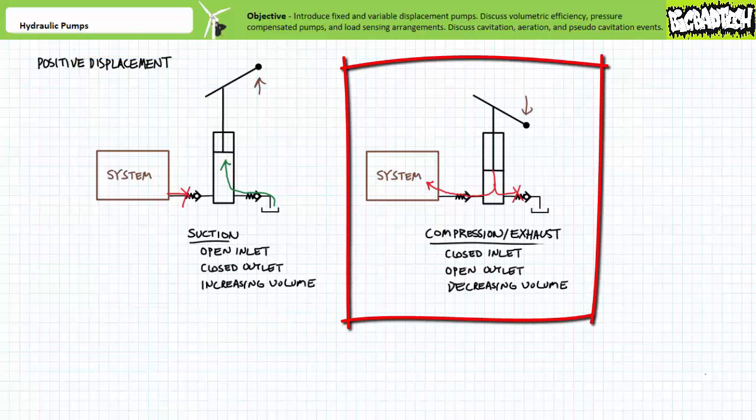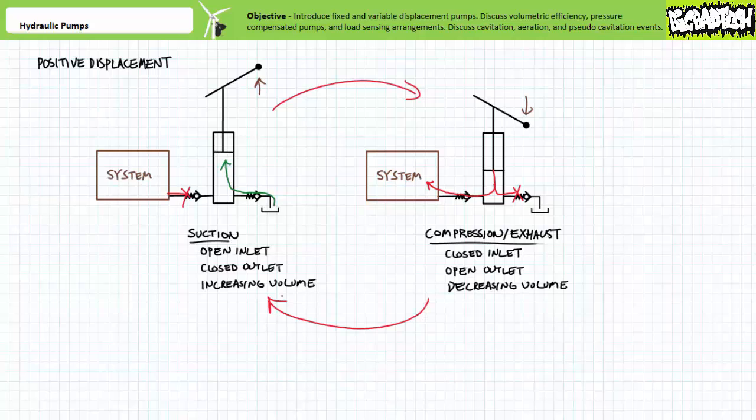Next, the pump seals the inlet port and opens an outlet port, all the while squeezing the entrapped fluid in a region of decreasing volume. This is the compression and exhaust phase of a positive displacement pump. For a manual pump, this is the downstroke of the piston.